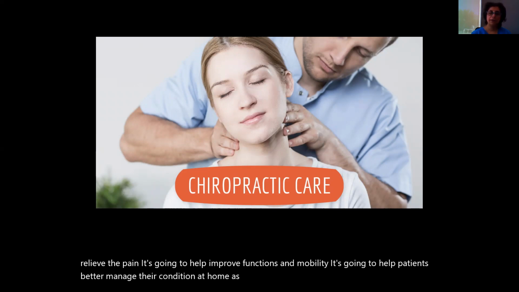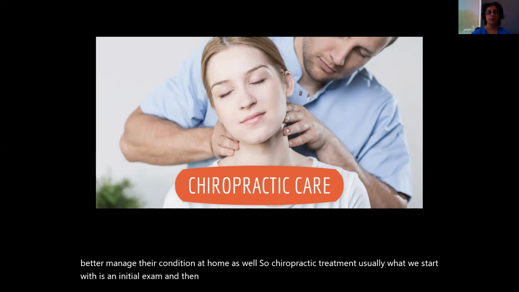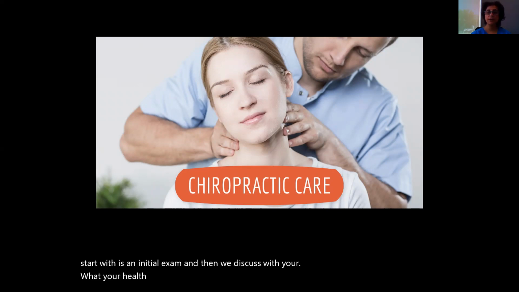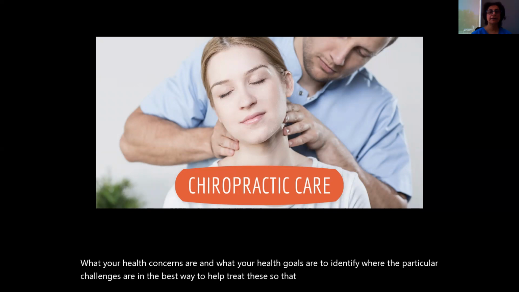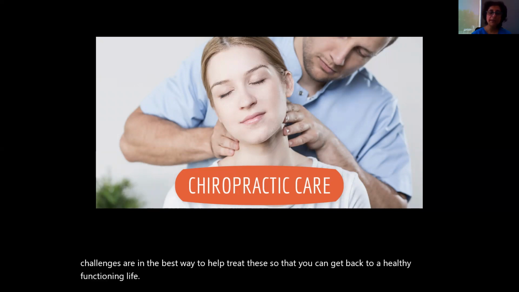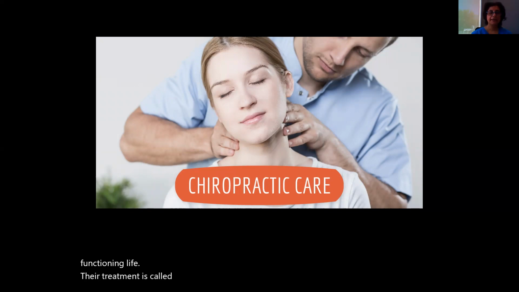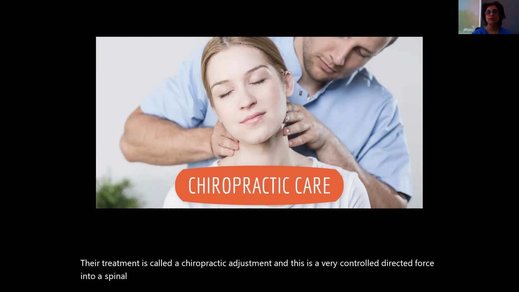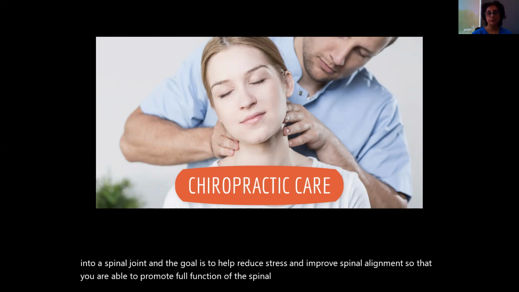So a chiropractic treatment, usually what we start with is an initial exam, and then we discuss what your health concerns are and what your health goals are to identify where the particular challenges are and the best way to help treat these so that you can get back to a healthy functioning life. The treatment is called a chiropractic adjustment, and this is a very controlled, directed force into a spinal joint, and the goal is to help reduce stress and improve spinal alignment so that you're able to promote full function of the spinal cord and all of the peripheral nerves.